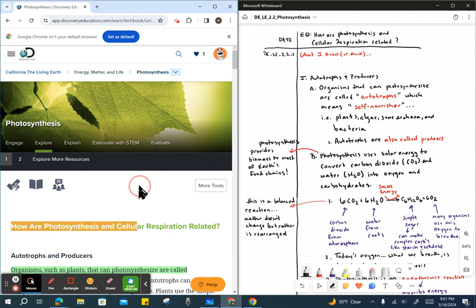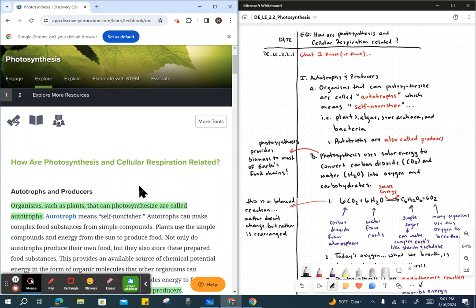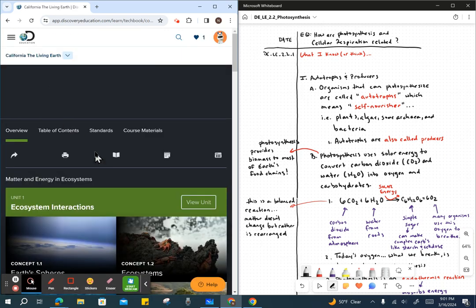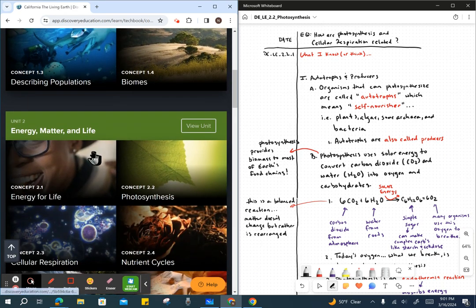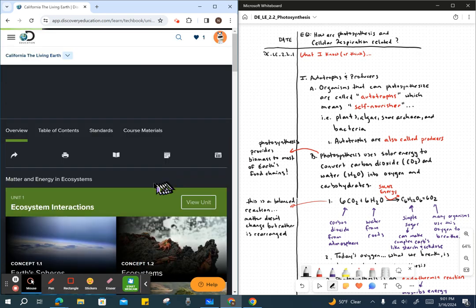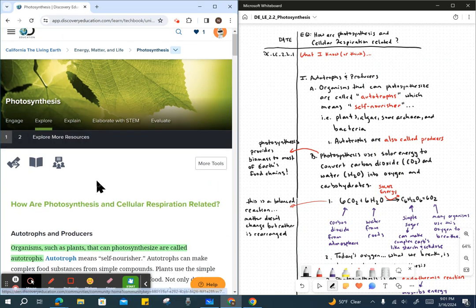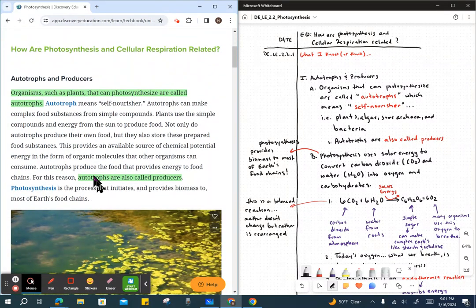I've got your text open here on the left-hand side. We're in photosynthesis. If I dial this back just a little bit here, you can see that we are in Unit 2, and we're on the second concept, photosynthesis. If we click that and we go to explore, we are on the first explore. Okay, how are photosynthesis and cellular respiration related? Go ahead and write down what you know.